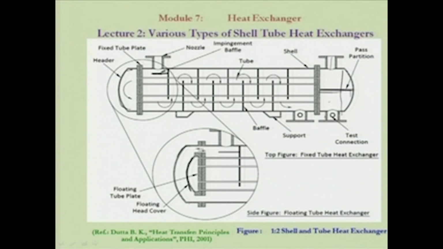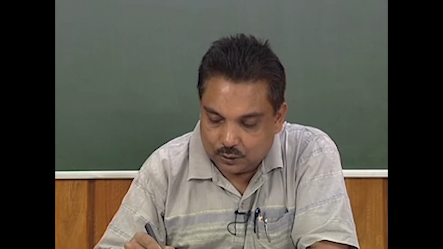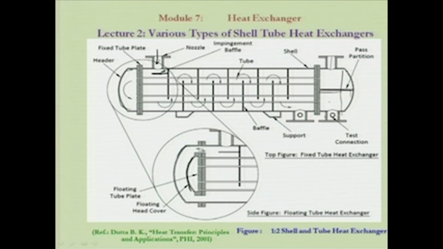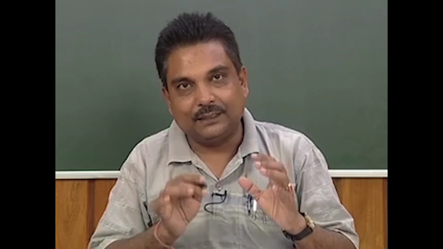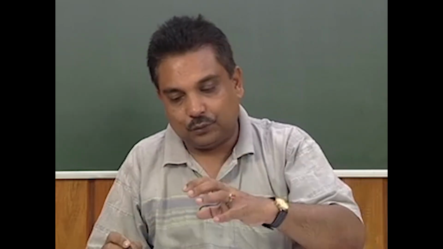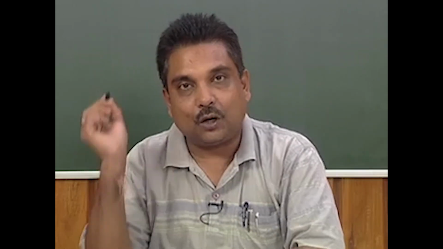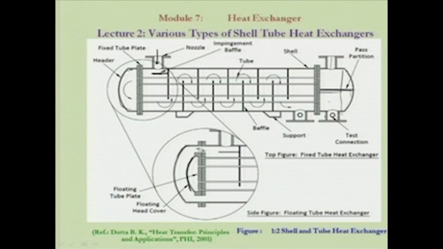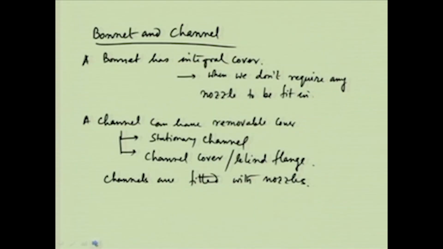The idea behind it is that when a fluid enters, particularly at the inlet side, if it directly falls on the tube bundle, then there is a possibility of damage to the tube bundle by different means. So, to avoid that damage, the fluids are stopped from directly hitting the tube bundles or tubes. So, that is the impingement plate.